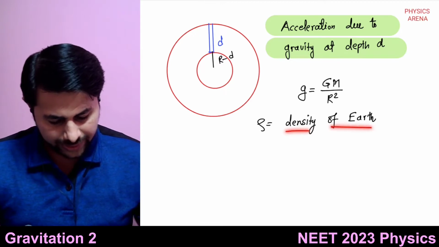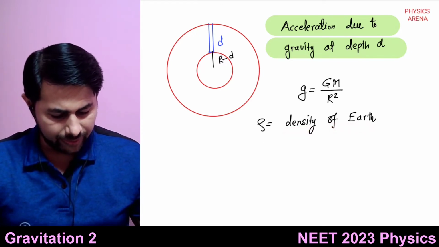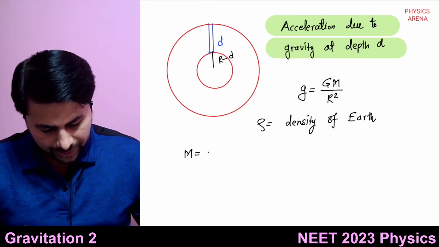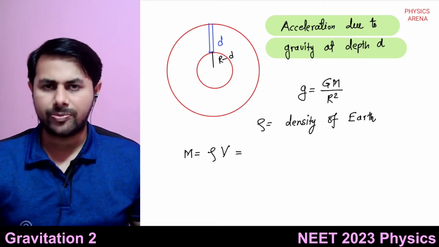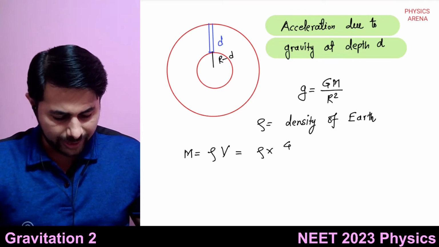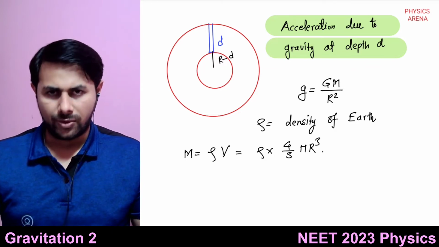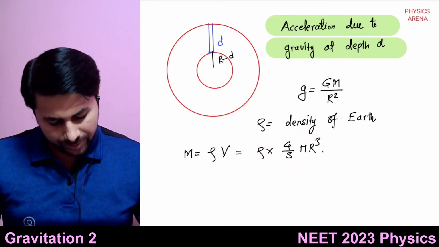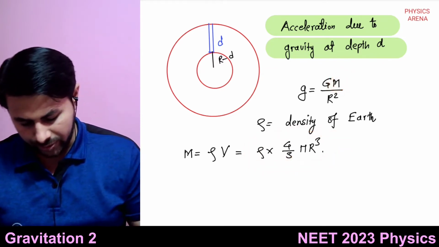So it is the density of Earth. We know density equals mass upon volume, therefore mass can be written as density multiplied by volume. And what is the volume of a sphere? The volume of a sphere is 4 by 3 pi r cube. So we can substitute this in place of this mass. So what do we get?